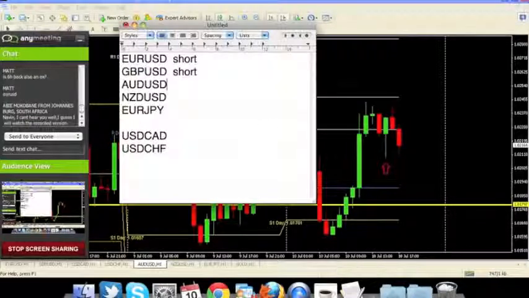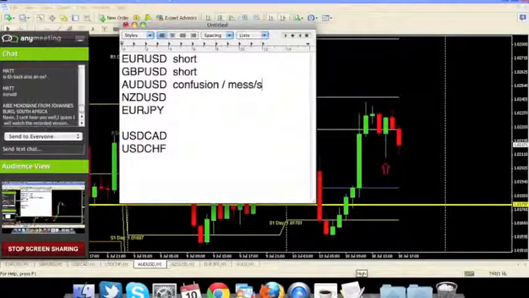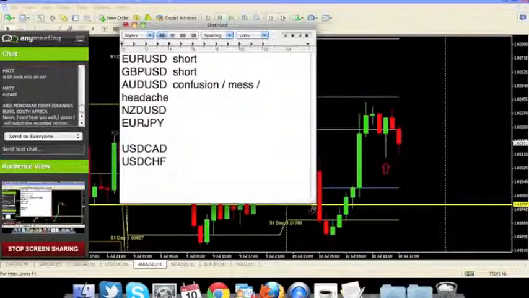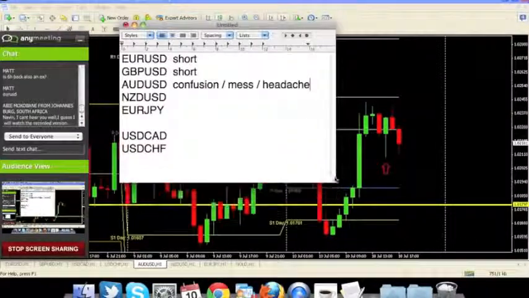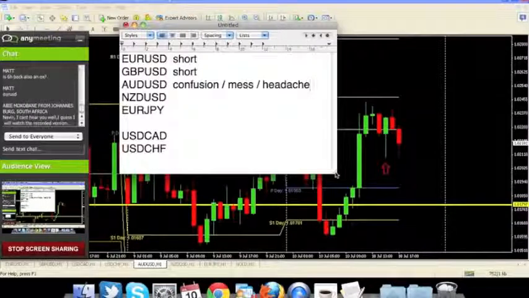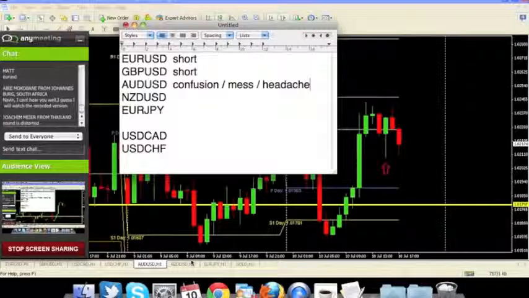So on Aussie dollar, I'm going to put confusion, mess, headache. I'm going to put all the words that you can possibly call this. I'm not going to swear, but I'm going to put all the words that you would possibly look at this. If you were trading this pair, this is all you would say. Because the trade would not end up going in your favor, even though everything is aligned correctly. You think there's an exhaustion, the market is going to go up. It doesn't go up. Why? It's confusing you.